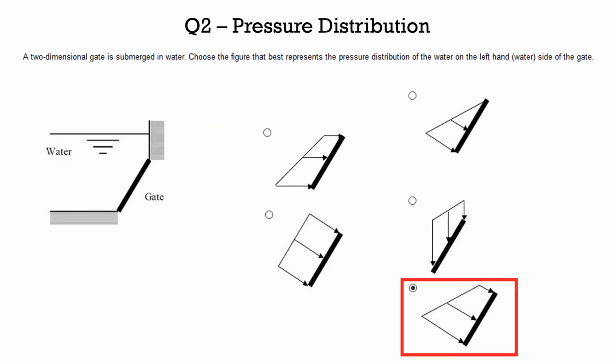Question 2 is the following. A two-dimensional gate is submerged in water, as seen in this figure below. Choose the figure that best represents the pressure distribution of the water on the left-hand water side of the gate.